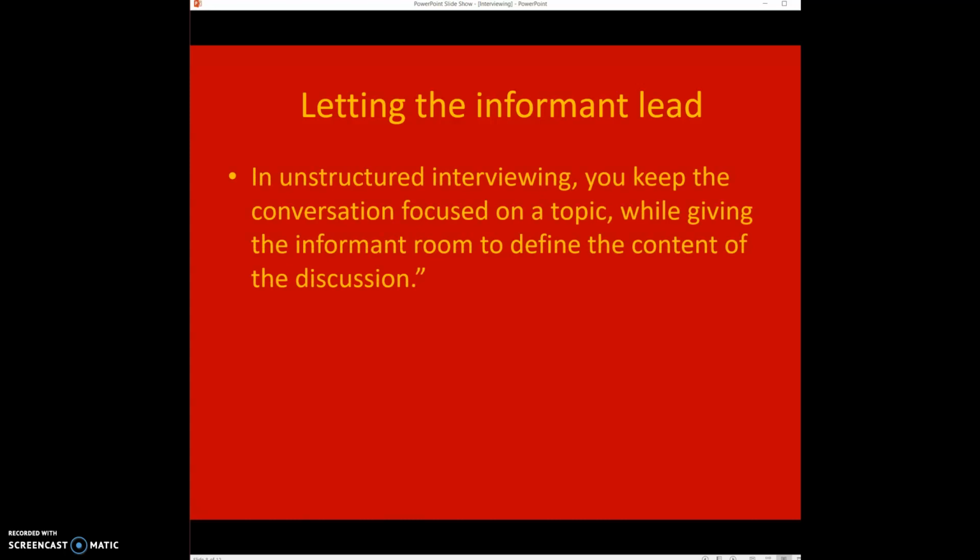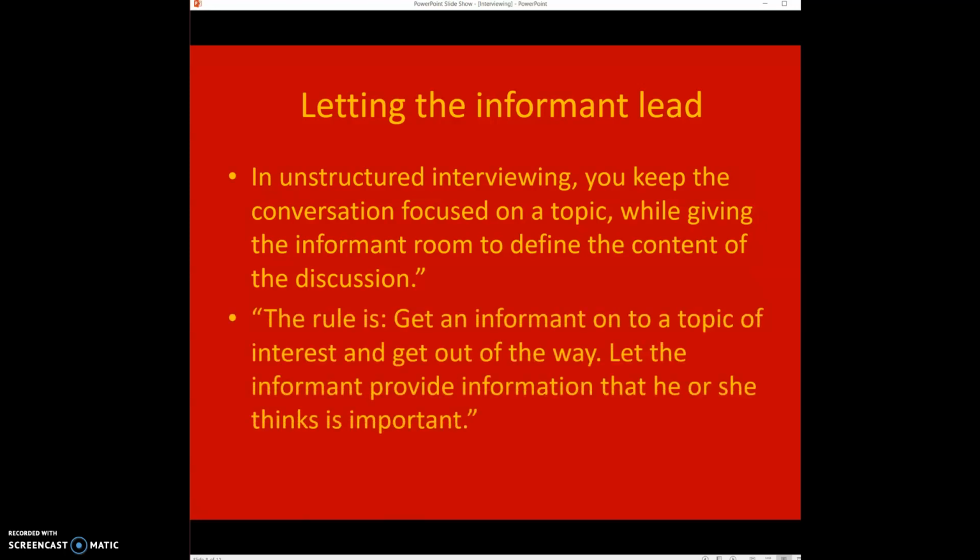So you want the informant to lead. In an unstructured interview, you keep the conversation focused on a topic while giving the informant enough room to define the content of the discussion. You obviously are going to have a set of topics that you want to get through, but if that person goes down one of your topics and is going down a road that is beneficial to you, let it go. Because you don't want to stop the flow of that information if you see that it's useful.